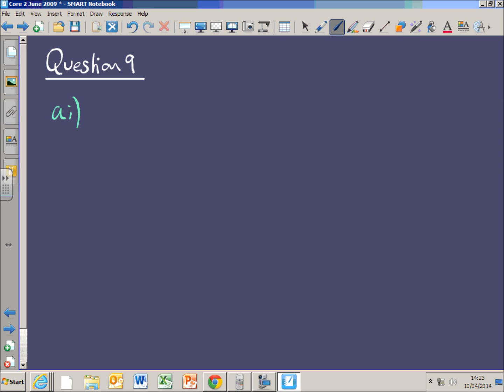Find the value of p for which 125 is equal to 5 to the power of p. Who can talk me through how to do that? This is more like an index question. Well, you can write 125 as 5 to the power of 3. Brill, that's exactly how you do this.